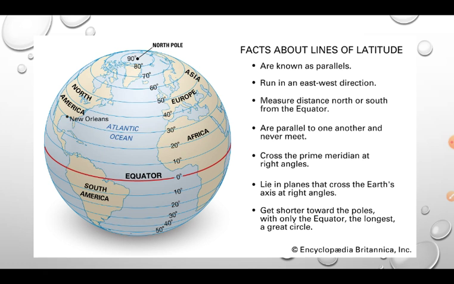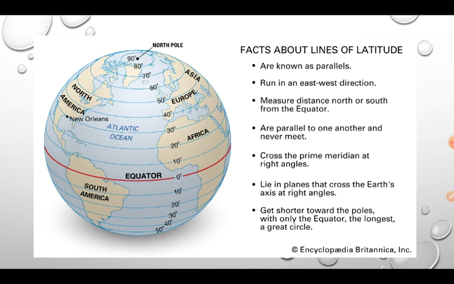As I already told you, parallel lines cannot meet at a single point. For example, lines of railway. Railway lines cannot meet at a single point. Two different railway lines cannot meet at a single point. So these railway lines are also known as parallel lines that run in an east-west direction, right? Measured distance north or south from the equator. Latitudes are parallel to one another and never meet, as I already explained to you.